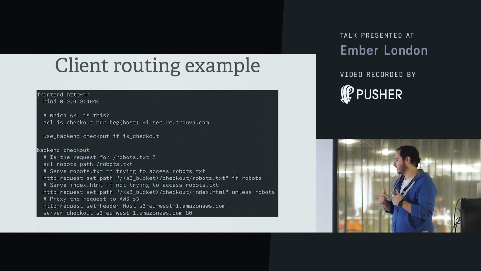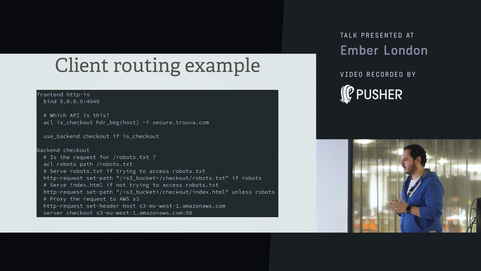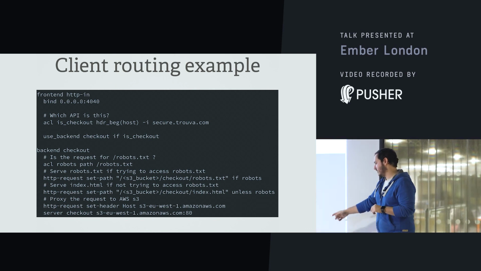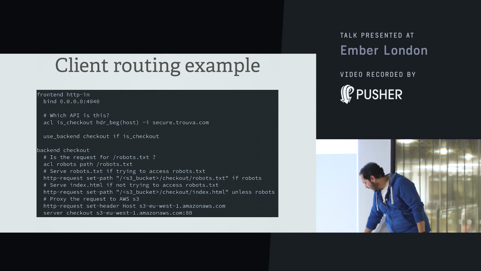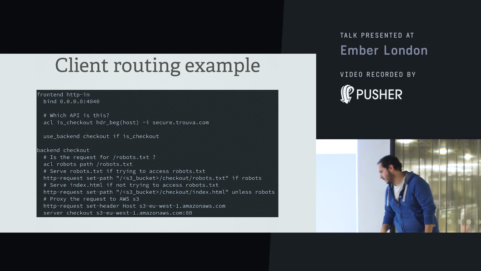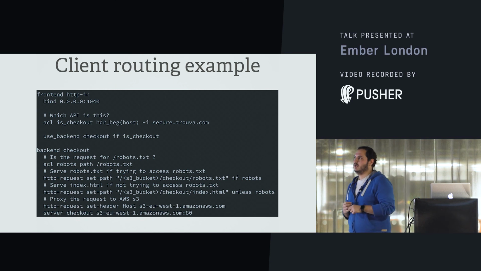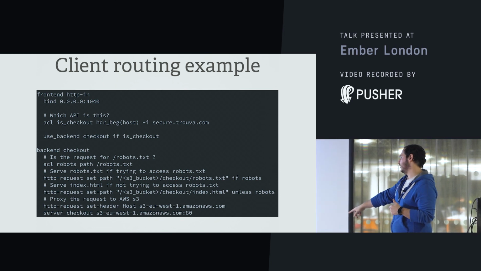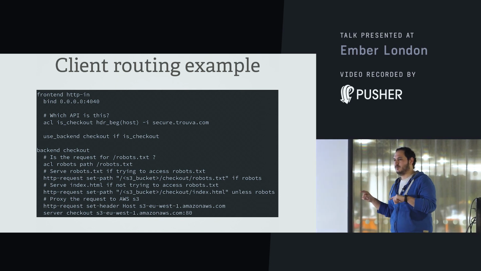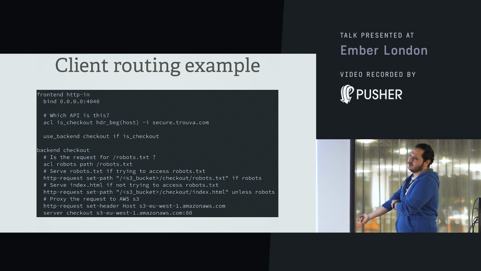And then the other way around: if it's not any of those, then we need to serve our index.html file. Similar to that, we say set path to the S3 bucket, the path of the index.html file, unless robots, so the other way around of if robots. And then S3 actually expects that the request coming in will have the host header set to the S3 bucket. So we get around that problem by marking the host to be what S3 is expecting.